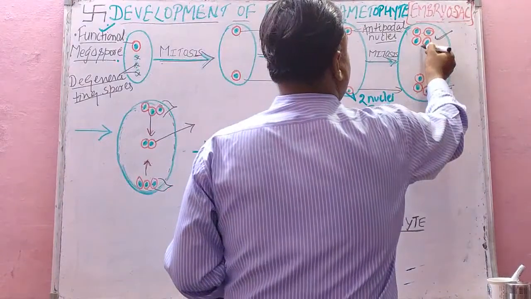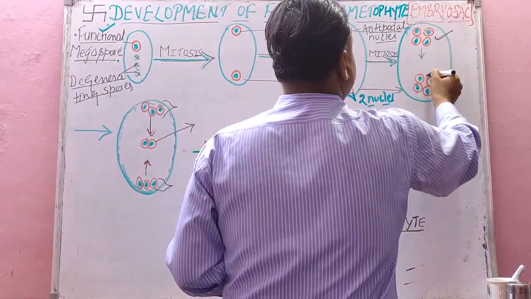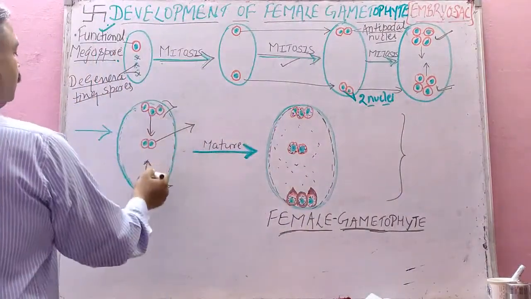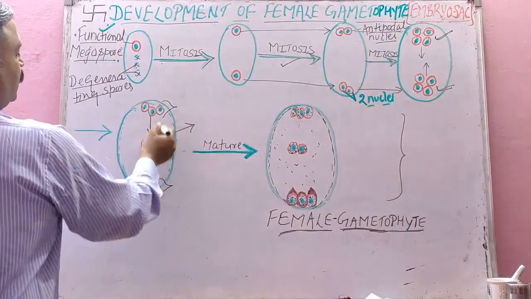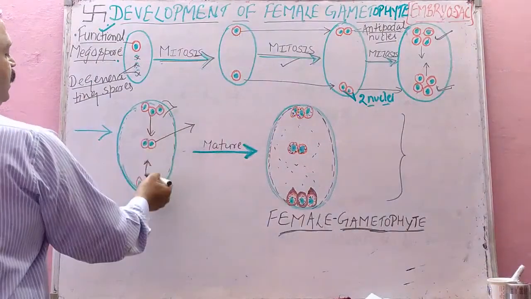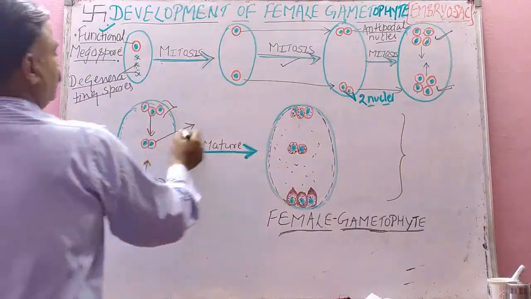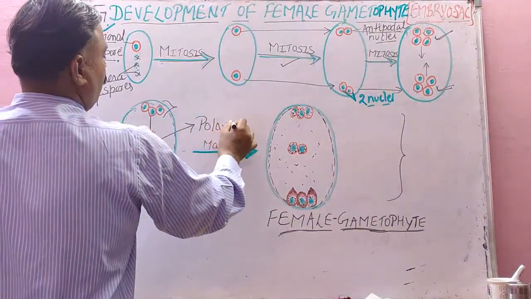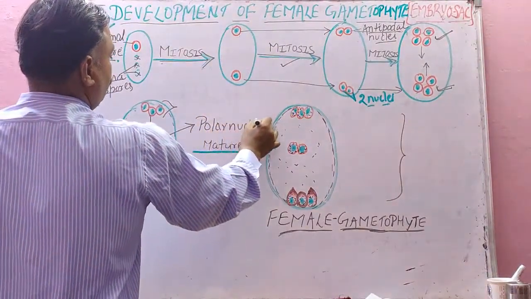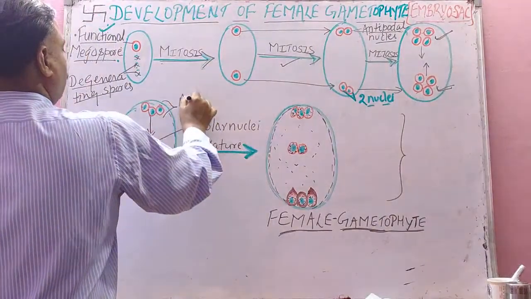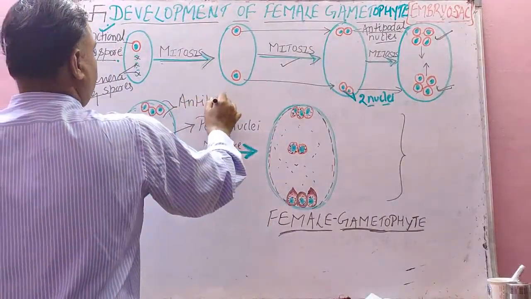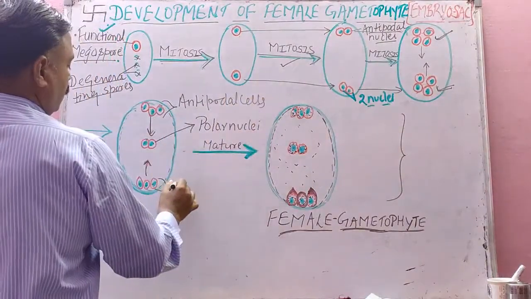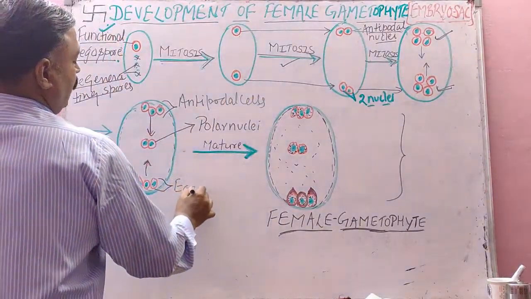Now what happens, student? One cell from each pole migrates to fuse in the center. These are called polar nuclei, and the upper ones form antipodal cells, and this will become the egg apparatus.